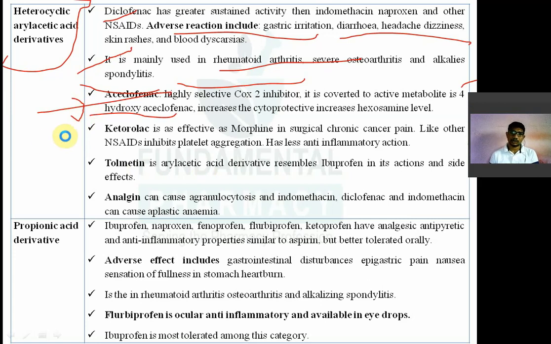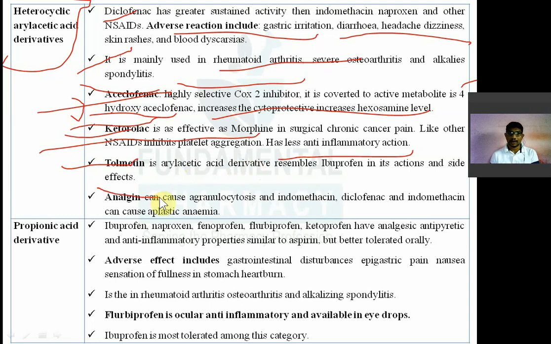Then the next one is ketorolac. It is as effective as morphine in the relief of pain. It is a highly promising painkiller drug, mostly used in orthopedic pain and chronic cancer pain. Like other NSAIDs, it also inhibits platelet aggregation. Now the next drug is tolmetin. Tolmetin is again an arylacetic acid derivative, looking similar to ibuprofen in its action and adverse effects.